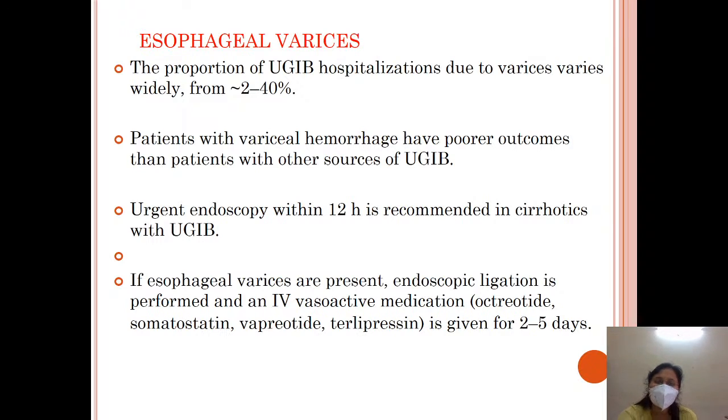Coming to esophageal varices, the proportion of upper GI bleed hospitalizations due to varices varies widely from 2 to 40%. Patients with variceal hemorrhage have poorer outcomes than patients with other sources of upper GI bleeding. Urgent endoscopy within 12 hours is recommended in cirrhotics with upper GI bleeding. And if esophageal varices are present, endoscopic ligation is performed and an IV vasoactive medication like octreotide, somatostatin, vapreotide, or terlipressin is given for 2 to 5 days.